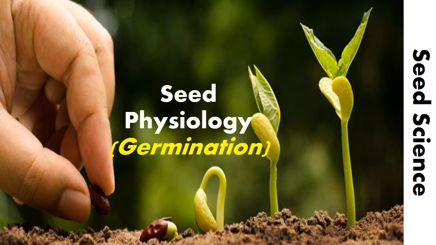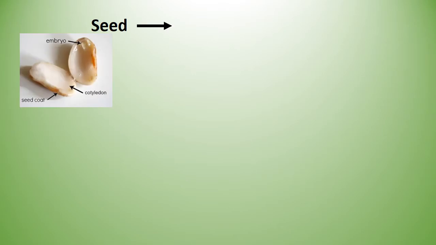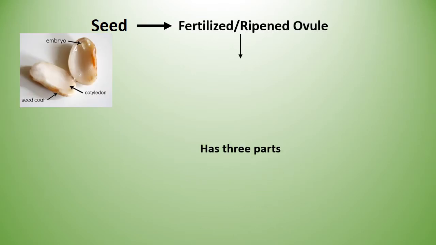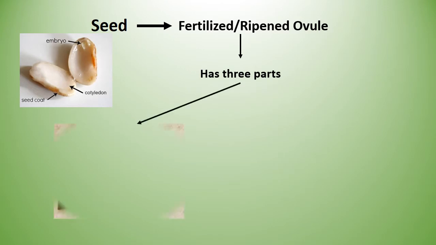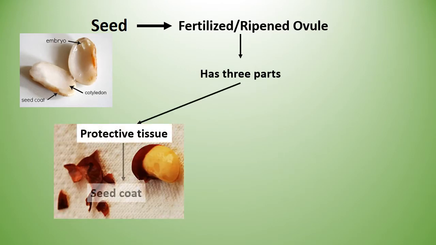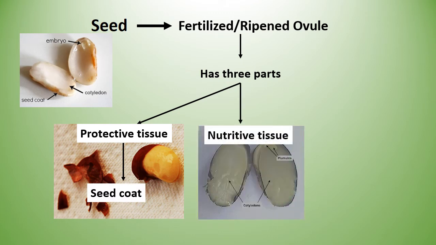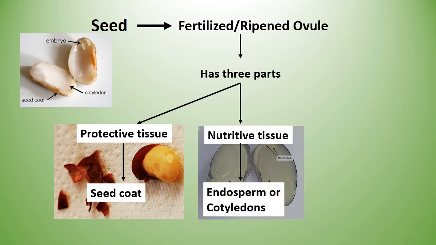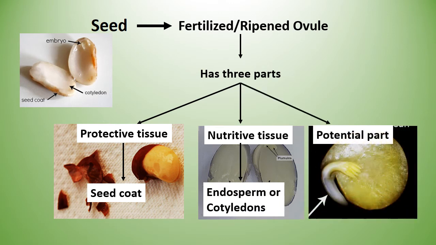In this video, we're going to see about germination process under the topic seed physiology. Let me know what is a seed. A seed is a fertilized or ripened ovule. It has three parts. First part is the protective tissue called seed coat. Second part is the nutritive tissue which is called endosperm or cotyledon. And the third part, which is the potential part or living part, called embryo.